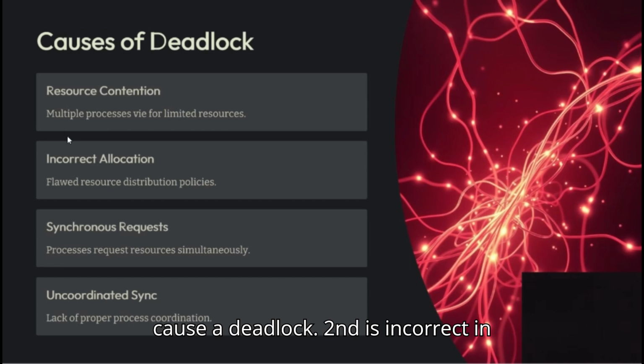Second is incorrect allocation. For example, the distribution itself is not right, the indexes are not right. A process doesn't know where to go. If a process is going there, another resource is somewhere else. That means when allocation is incorrect, there is a situation in which delay starts happening. That is called incorrect allocation.